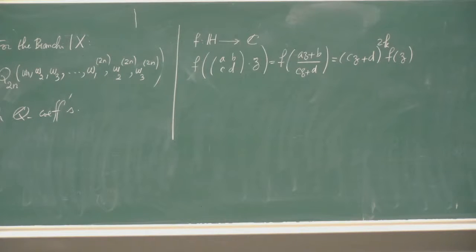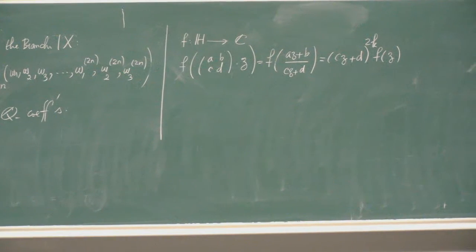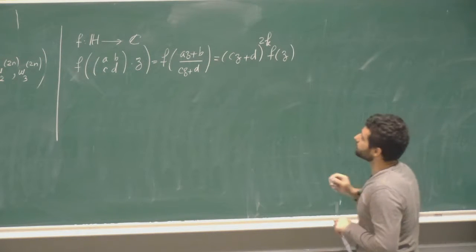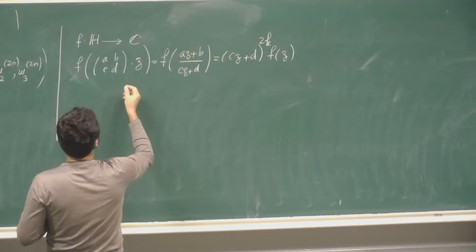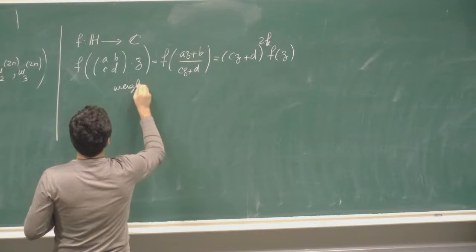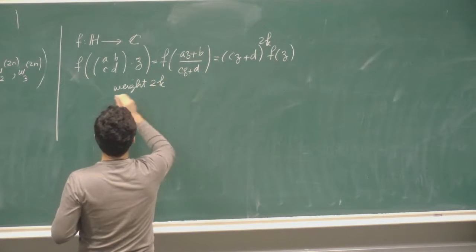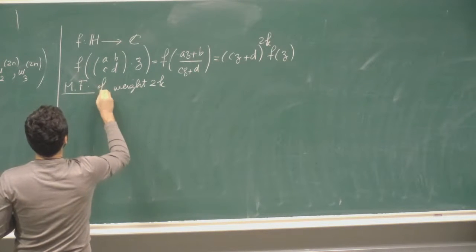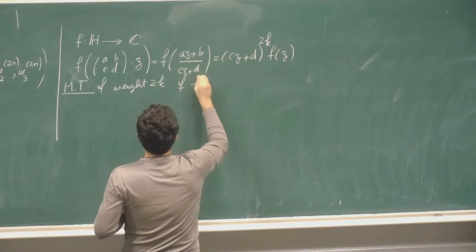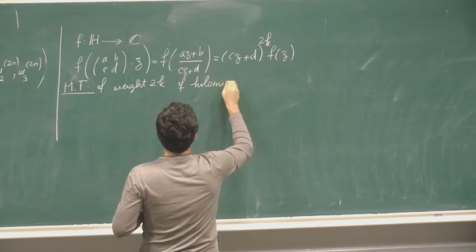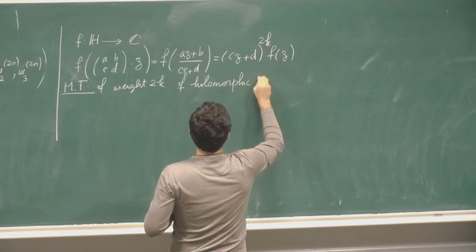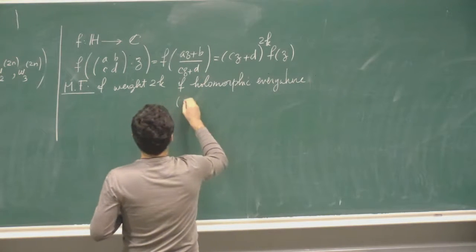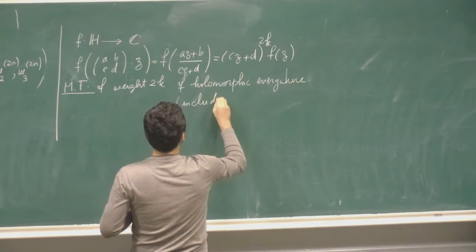These are basically some differential forms on the moduli of elliptic curves. So something like this would be called a modular form of weight 2k if it is holomorphic everywhere. And by everywhere, I mean including infinity.